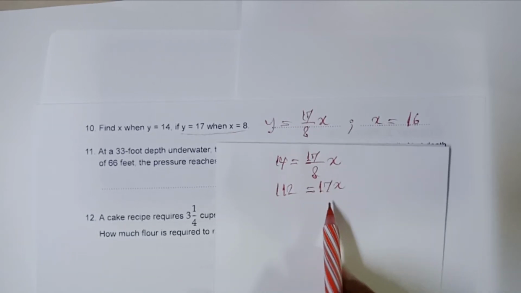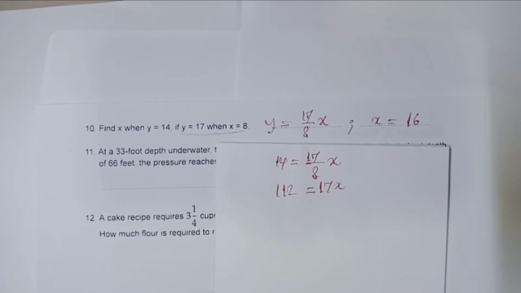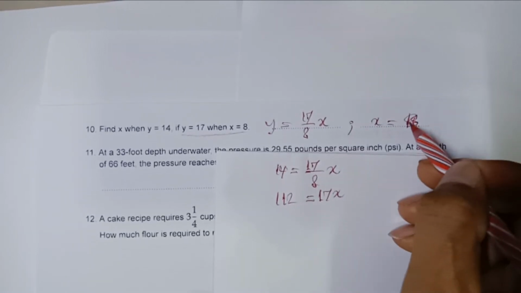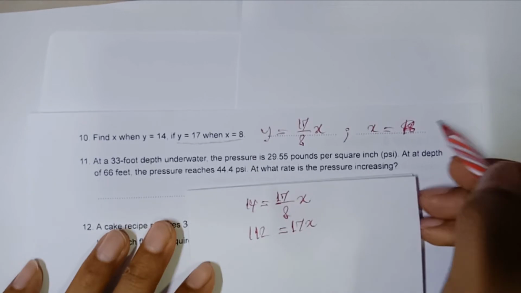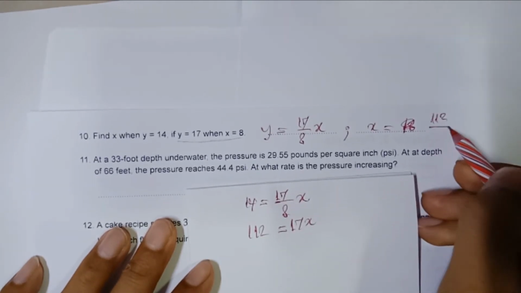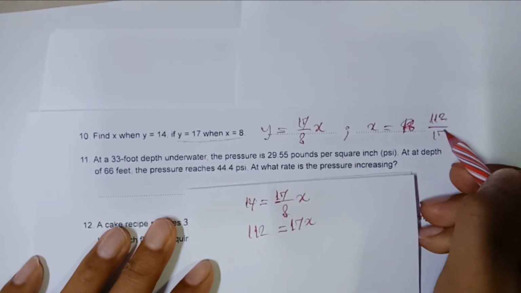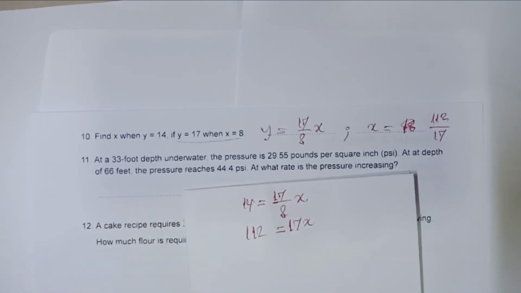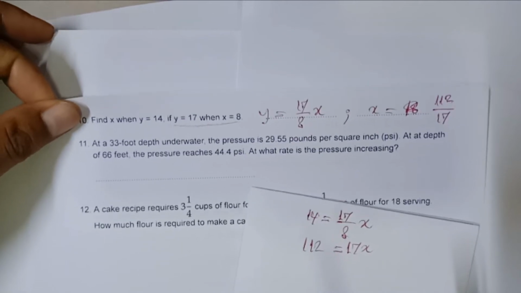So to get the answer for the x value, 112 divided by 17, that will give you 112/17. This is for the x value. Number 11.